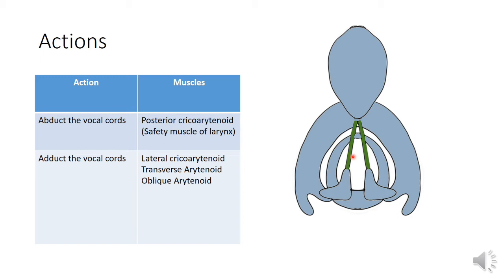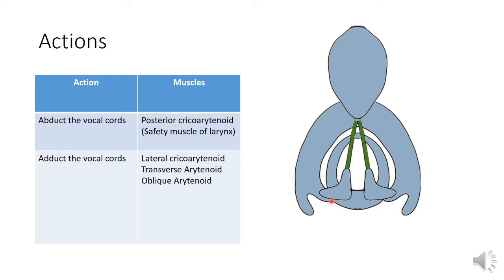It is the lone muscle which brings about the abduction of vocal cord, that is the separation of vocal cord, and hence it is called the safety muscle of larynx, because it is the only muscle which separates the vocal cord and allows passage of air, making respiration possible. So there is only one muscle which abducts the vocal cord, and that is the posterior cricoarytenoid. This posterior cricoarytenoid is attached to the posterior aspect of the muscular process.